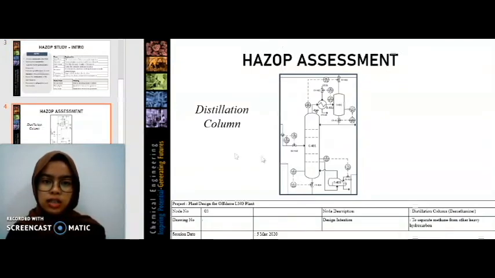So this is one of the examples of hazard assessment for our project, where I chose the node at C401 demethanizer column, where the design intends to separate methane from other heavy hydrocarbons. I chose this study node as an example because many process parameters relevant to the equipment's operation can be seen here, such as temperature, pressure, and flow level.